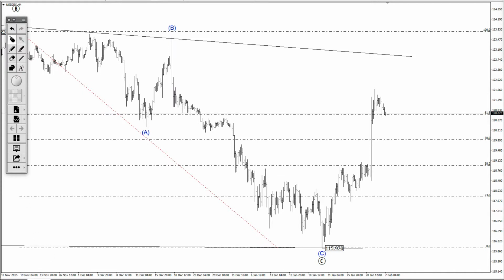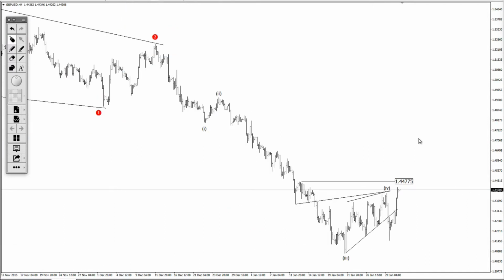All right, let's take a look at a couple of other pairs. Pound dollar. So here we yesterday looked at this triangle formation, and now there has been a very strong move higher. Pound has strengthened quite a lot, and we have again gone higher towards the 144.77 level, which is the upper part of the previous fourth wave.